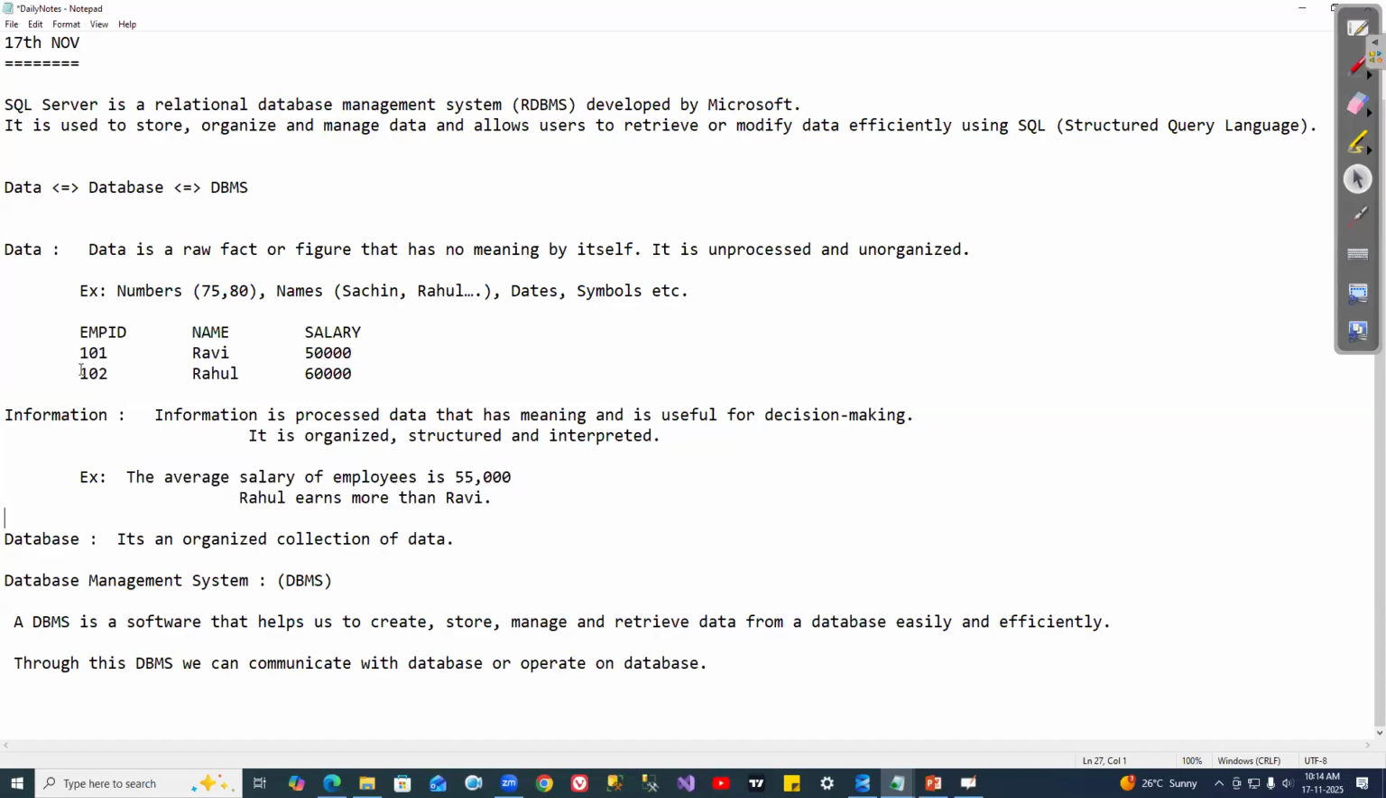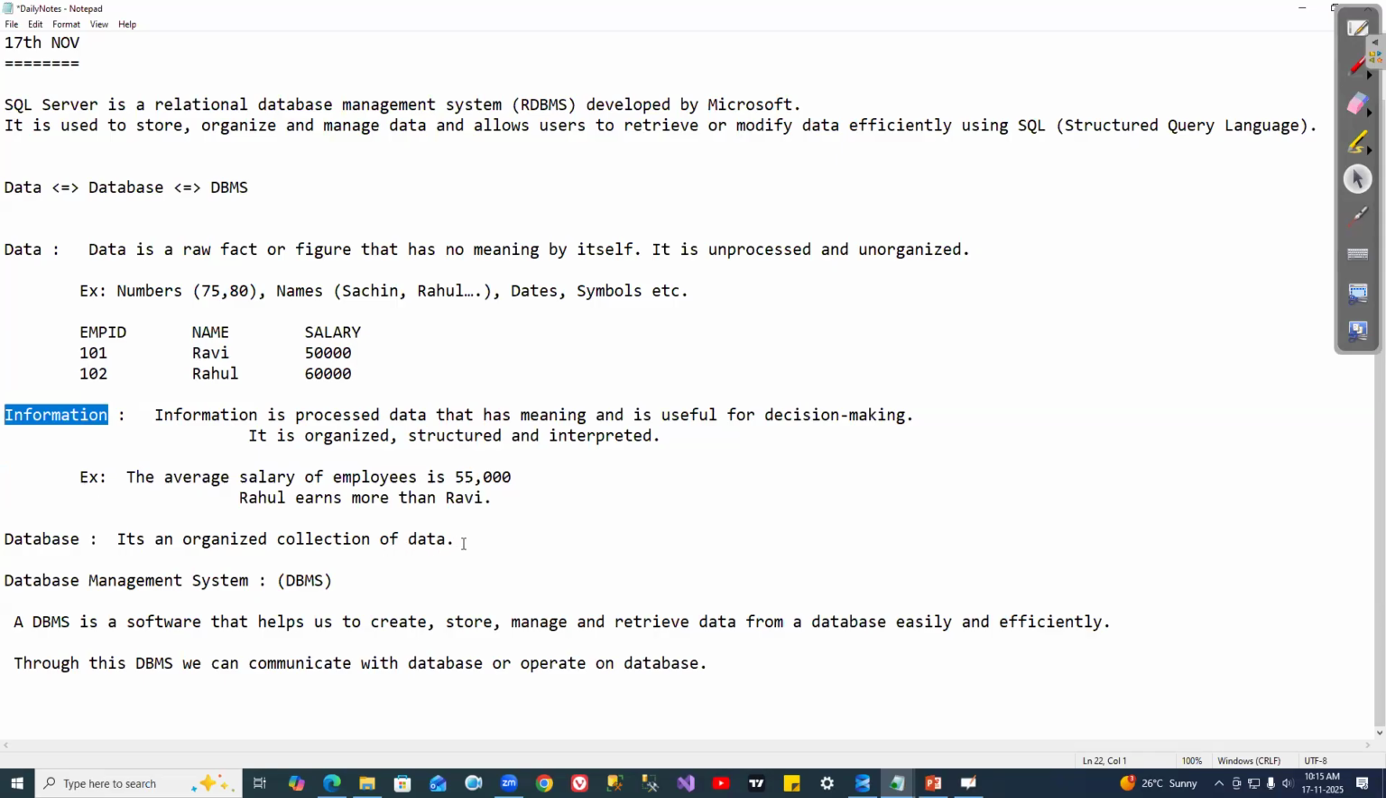You see this: Rahul earns more than Ravi. That means Ravi's salary is 50,000 and Rahul's salary is 60,000. That means Rahul earns more than Ravi. So it is processed data. That is the difference between data and information.